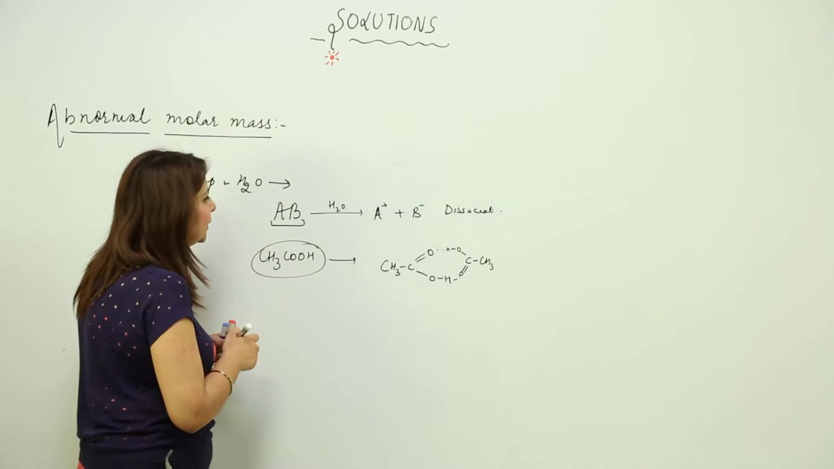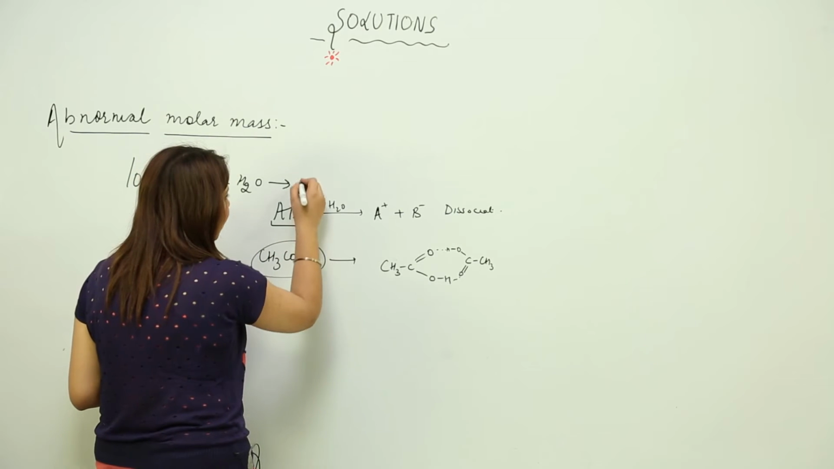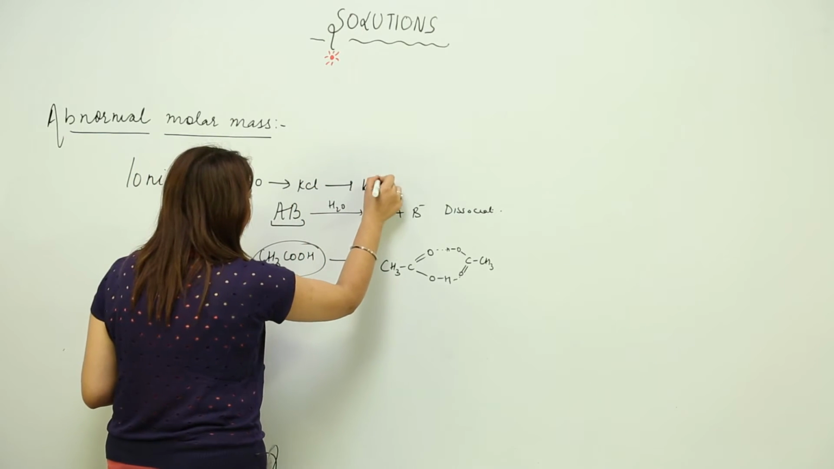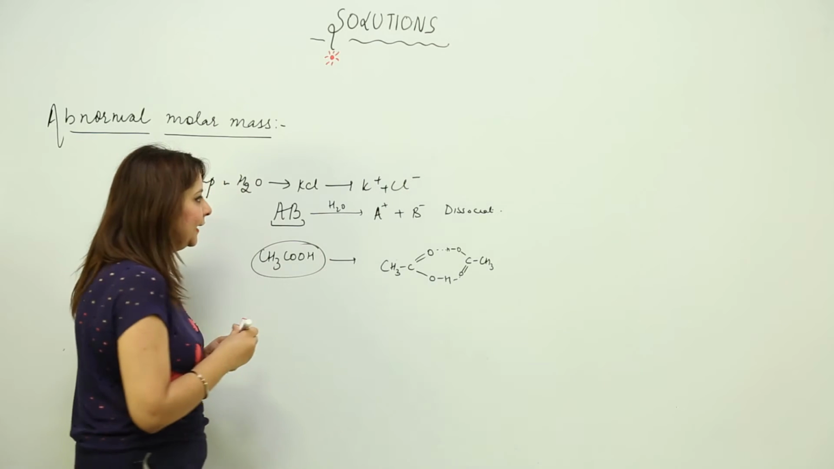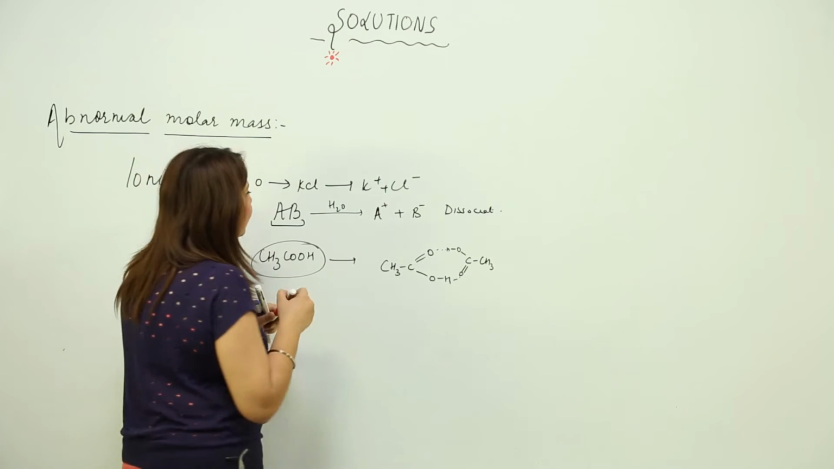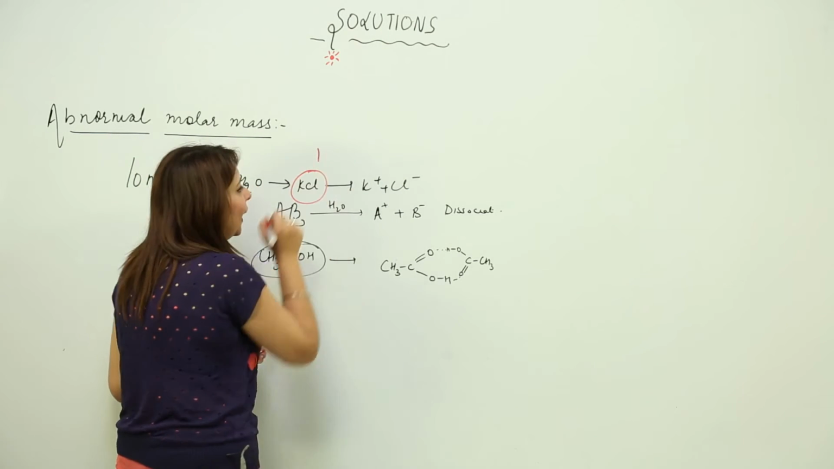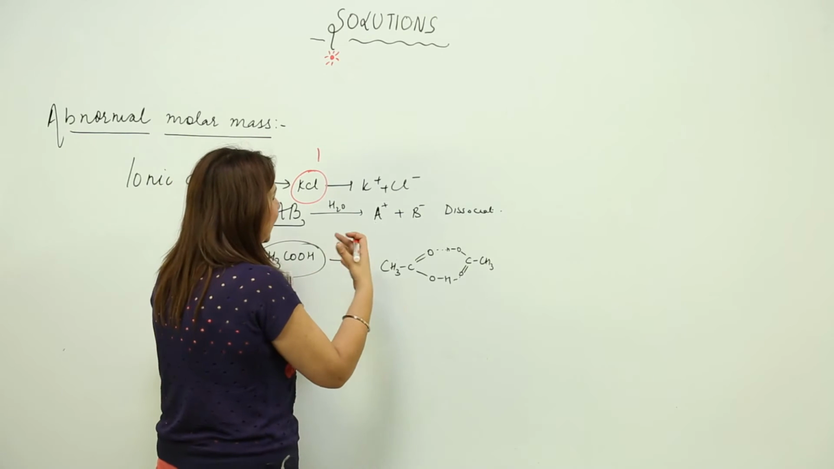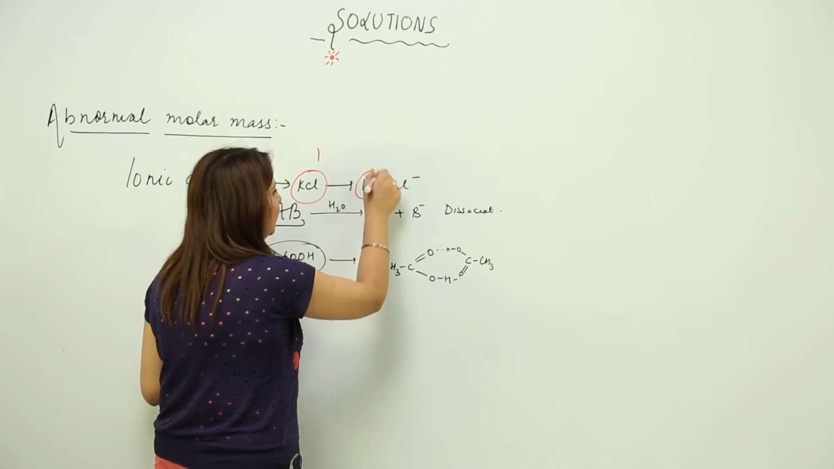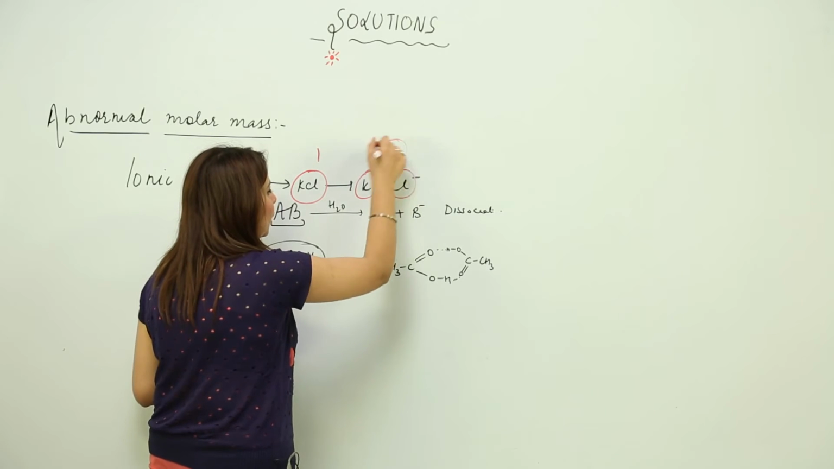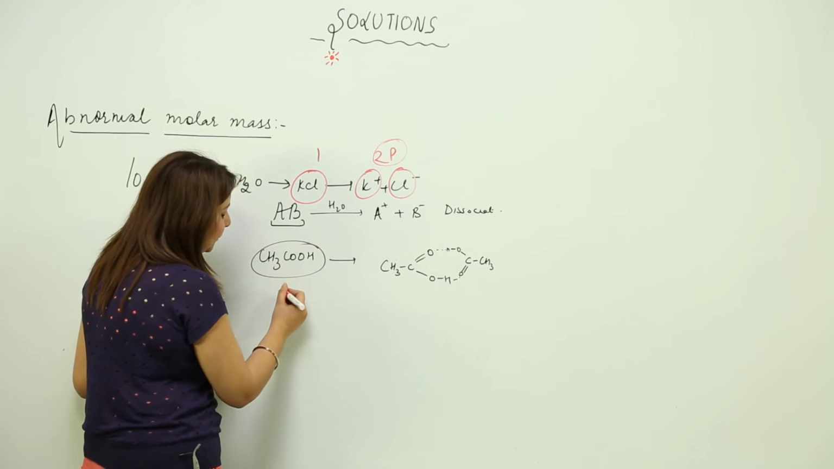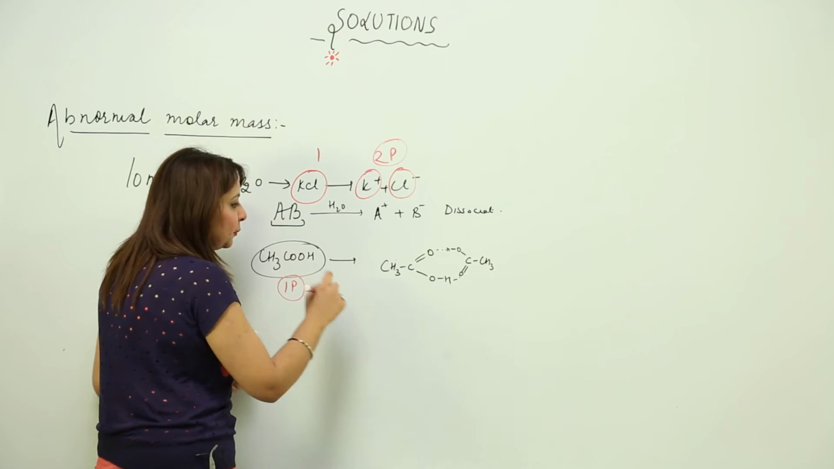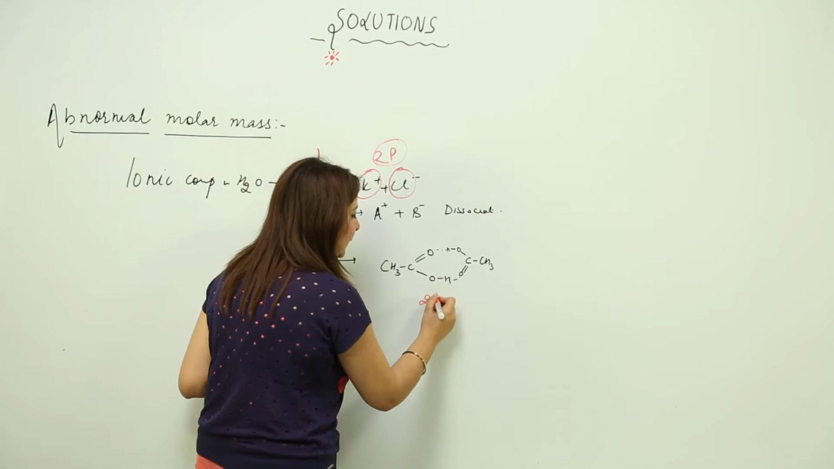Here we take an example in terms of KCl. This is my ionic compound. Earlier KCl was 1 particle, but after dissolving in water, it becomes 2 particles now. Likewise, here the particle of ethanoic acid was 1, but after mixing we get 2 particles as a result.